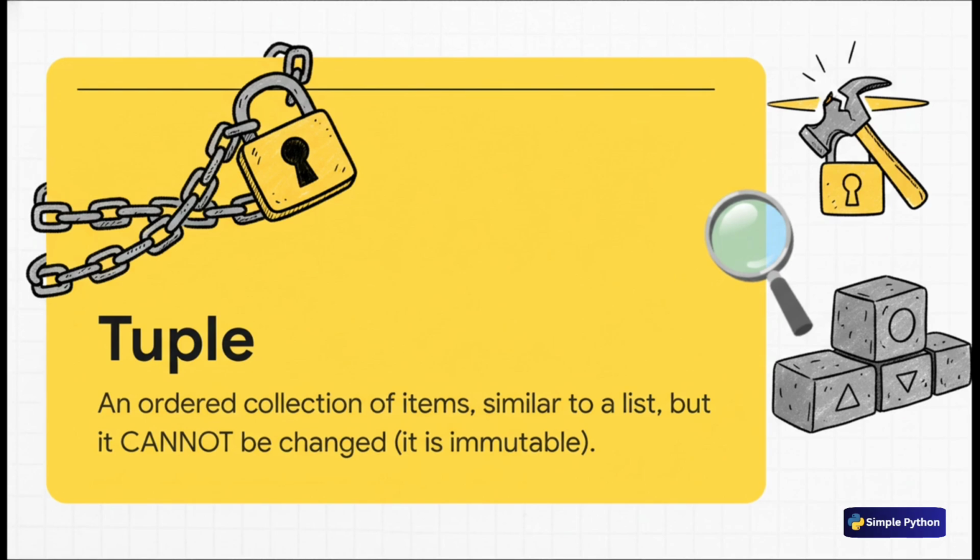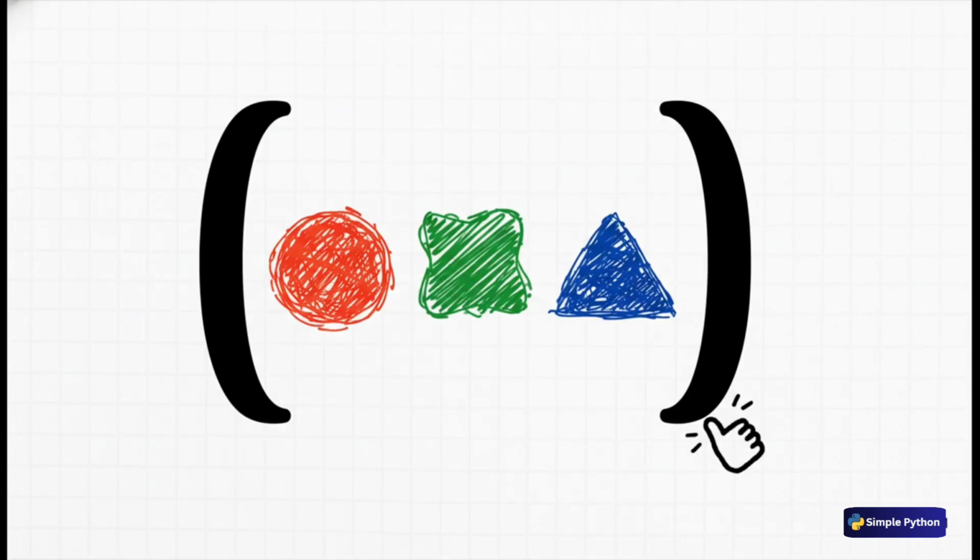Now, this isn't just about being safe. It actually makes tuples a little bit faster and more efficient with your computer's memory, which can be a really big deal in larger programs. The way you create them is a subtle clue to what they are. Instead of the square brackets you use for a list, you use regular parentheses. So, right here, we've created a tuple of colors.